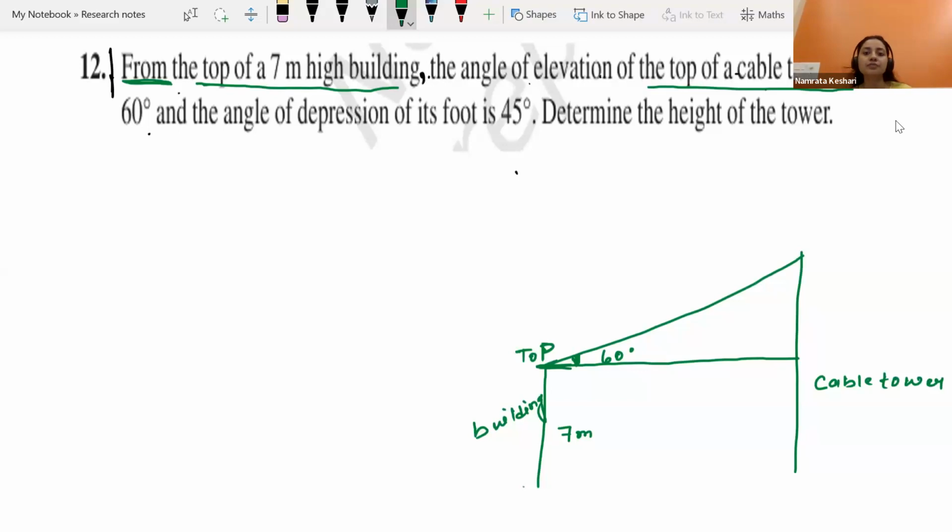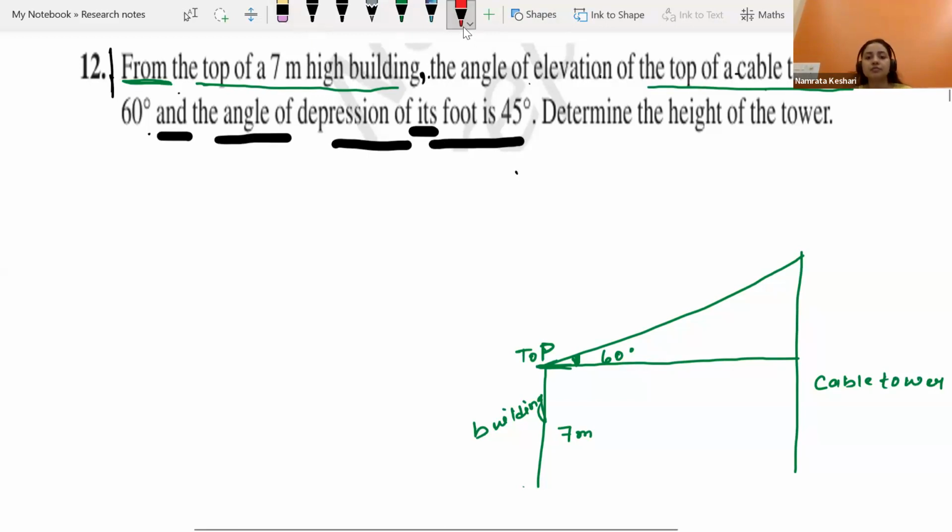So far, any confusion? Okay, now it says that the angle of depression of its foot is 45 degrees. Last class we were discussing this. It is used for the cable tower. The angle of depression of its foot is 45 degrees.